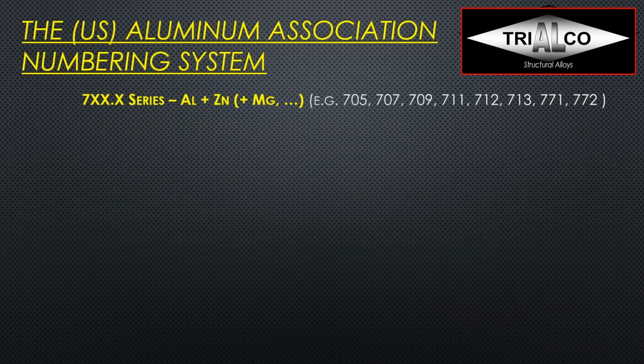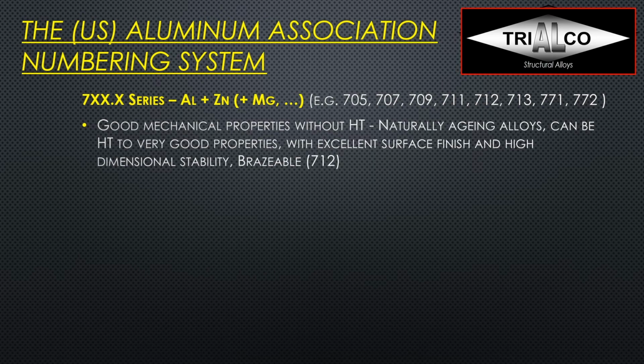Now the 700 series alloys, that is the aluminum-zinc family that might also contain magnesium. Typical representatives are 705, 707, 711, 712, and 713, as well as 771 and 772. They all have very good mechanical properties without any heat treatment, so that's why many people also refer to them as the naturally aging alloys. But they can be heat treated to actually very good mechanical properties. They have excellent surface finish and high dimensional stability. And we have the 712 alloy in here that is also brazeable.